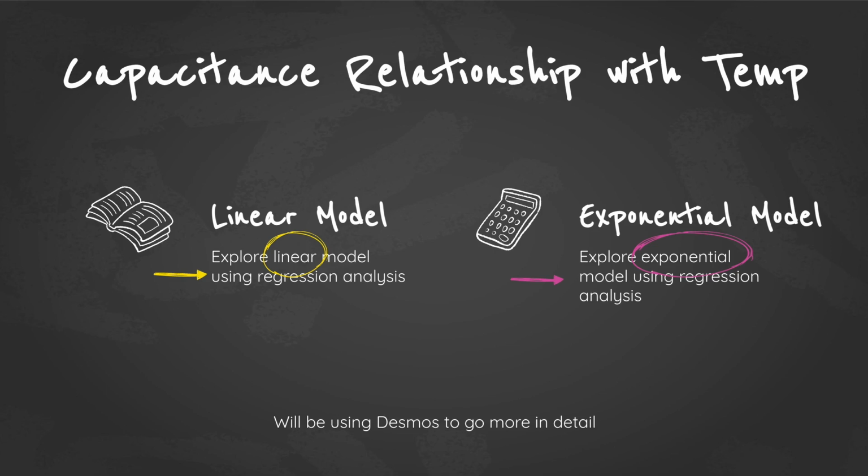So a huge part of our analysis is determining the relationship between capacitance and temperature. We're going to use a linear model and a linear regression to determine the relationship between capacitance and temperature, and we're going to use an exponential model to determine the relationship between capacitance and temperature. And we're going to see whether the linear model has a better regression fit, or the exponential model has a better regression fit. We'll go more in detail about this in the future using Desmos.